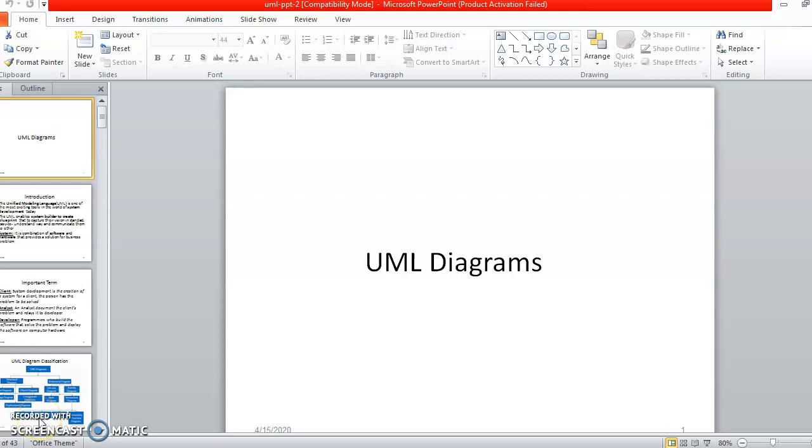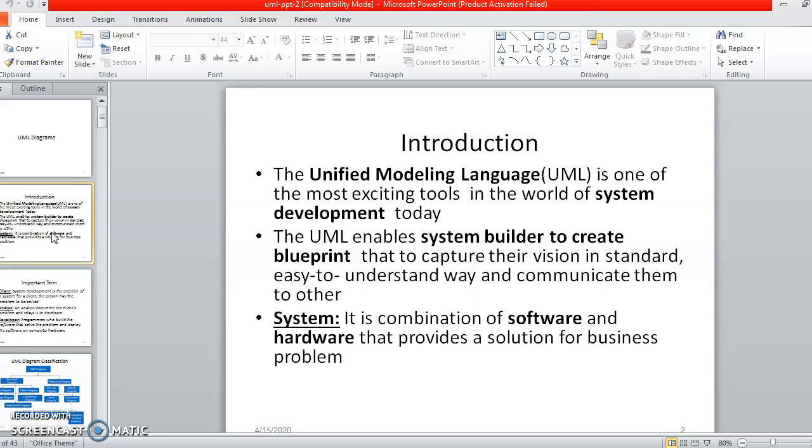Dear students, today I am going to tell you about UML diagrams, which is an important part of the software modeling and design subject. Before starting with the UML structure, let's see what exactly UML is. UML is nothing but Unified Modeling Language, one of the most exciting tools in the world of system development today. The UML enables system builders to create blueprints that capture their vision in a standard, easy to understand way and communicate them to others.